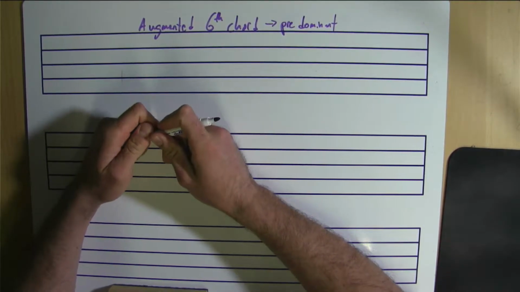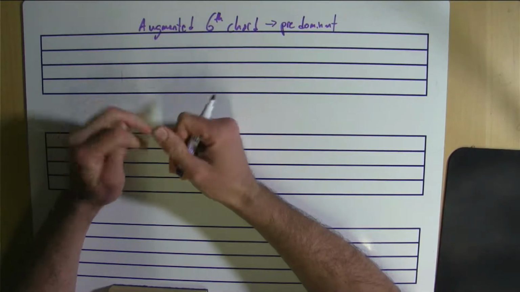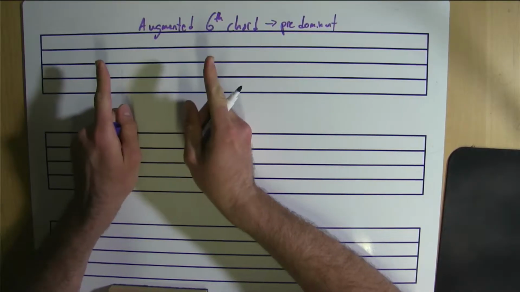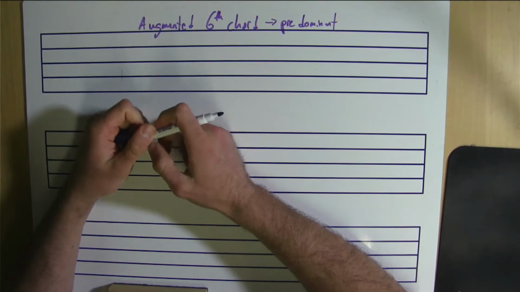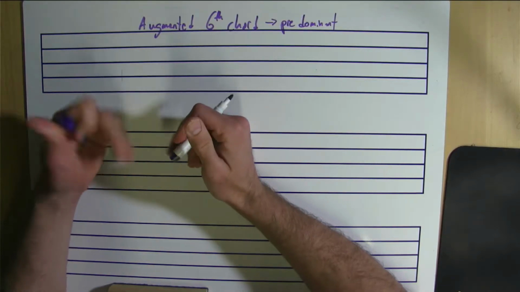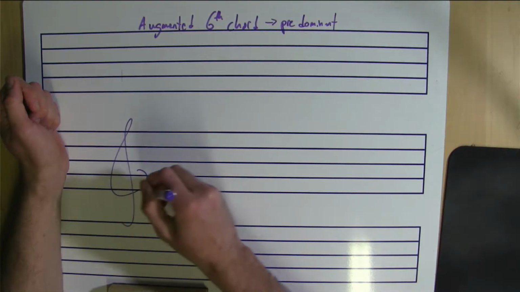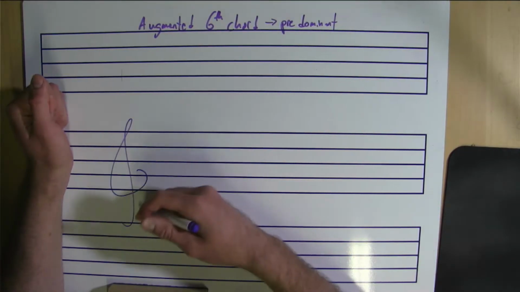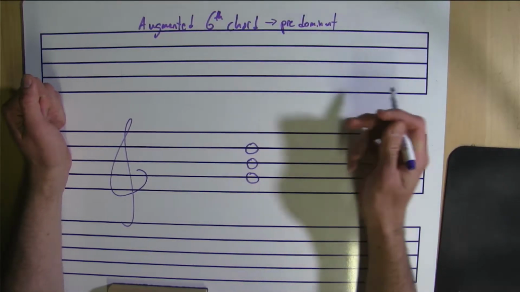So, in a nutshell, it's called an augmented sixth chord because in the chord there is an interval of an augmented sixth, which happens to sound the same as a minor seventh. Okay? But it's spelled as an augmented sixth. So let's just take C major for a moment. In the key of C, the 5 chord is G major.